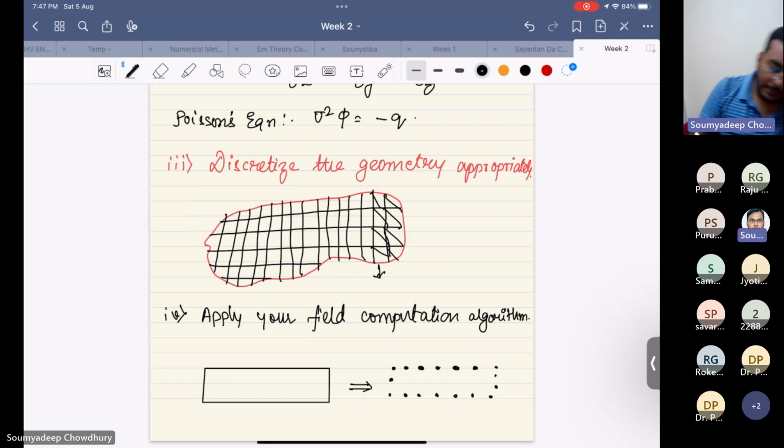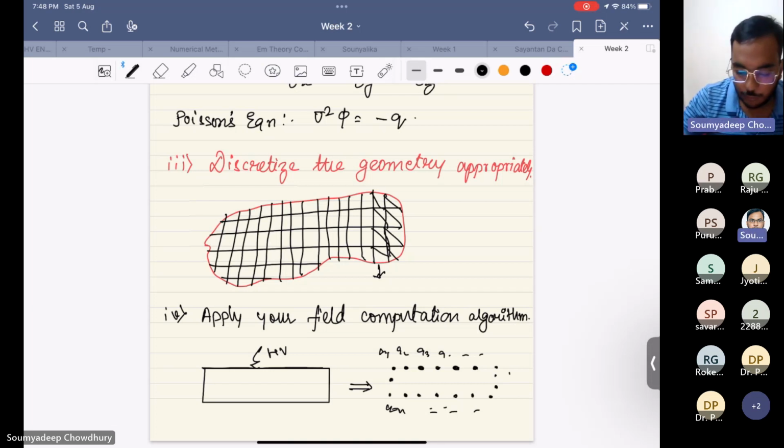So suppose this is my electrode and I am applying high voltage here. So the charges will be deposited on all these boundaries, right? So these charges I am trying to discretize. This line I am representing as a union of point charges. So these are all point charges, Q1, Q2, Q3, dot, dot, dot. Here also we have all Q, all are point charges.